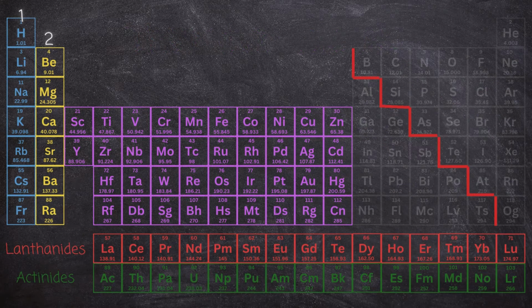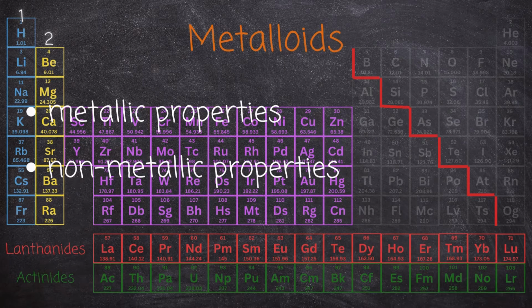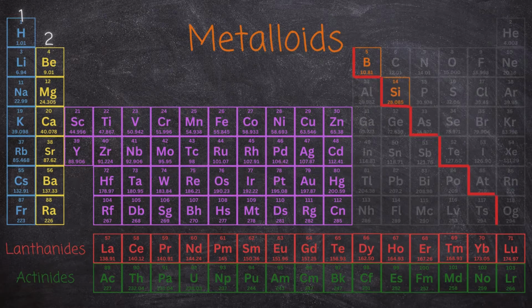Along the zigzag line that separates the metals and nonmetals, we find the metalloids. A metalloid or semimetal is an element that has properties that are intermediate between those of metals and nonmetals. They include boron, silicon, germanium, arsenic, antimony, tellurium, and polonium.